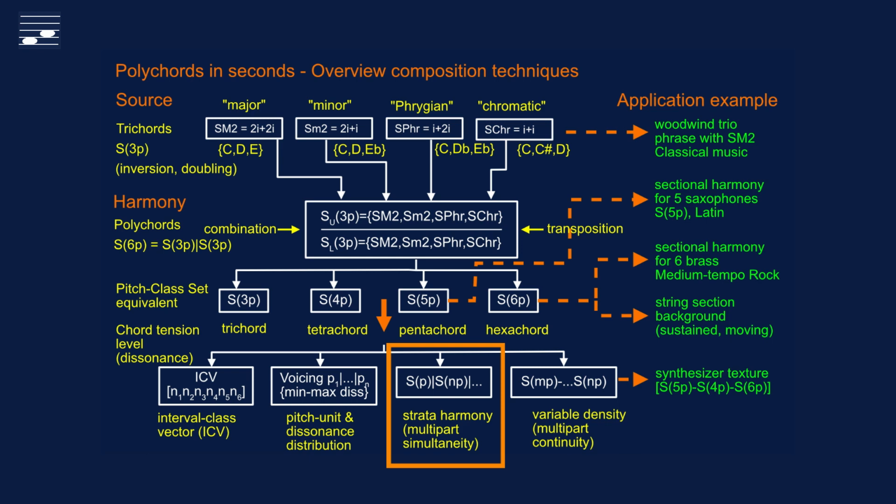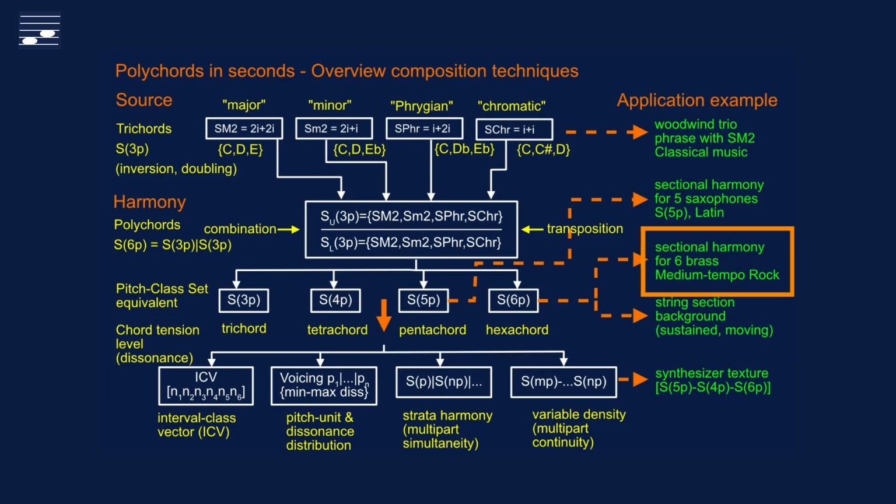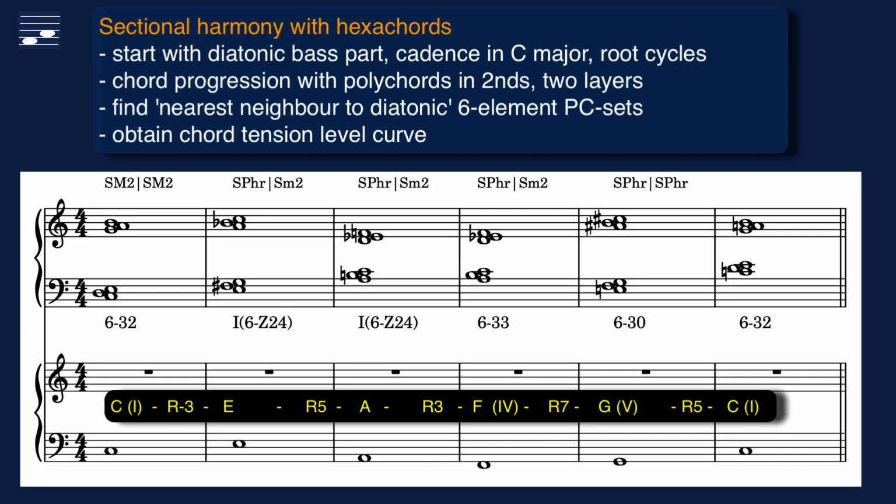I'll demonstrate strata harmony with polychords and seconds in 3 examples, starting with another sectional harmony phrase. This time we create a 6-part setting for brass section in medium tempo rock idiom. I started with the diatonic bass part in C major. This progression is in C major with a strong 4-5-1 closing cadence.